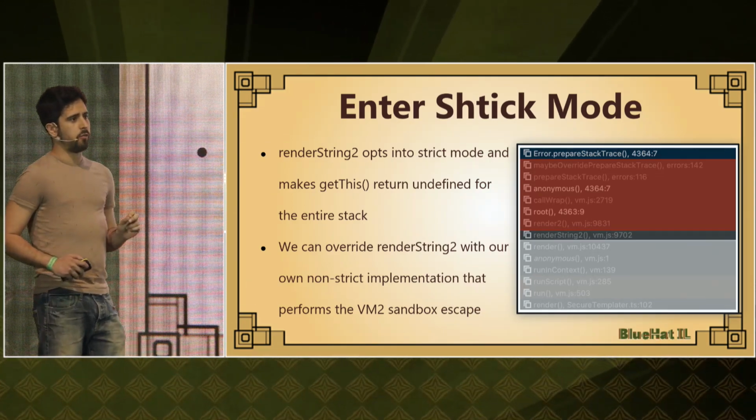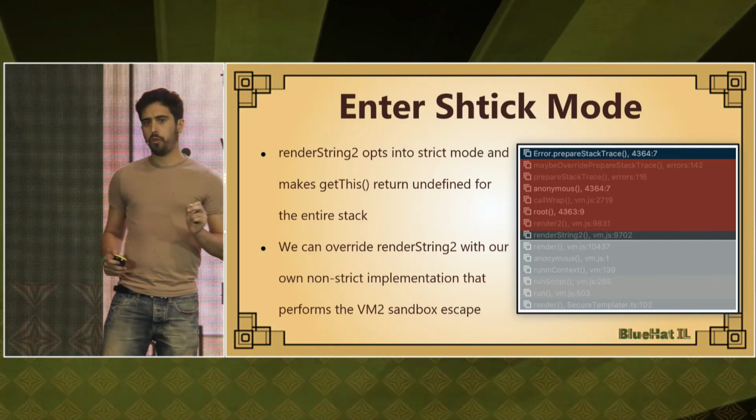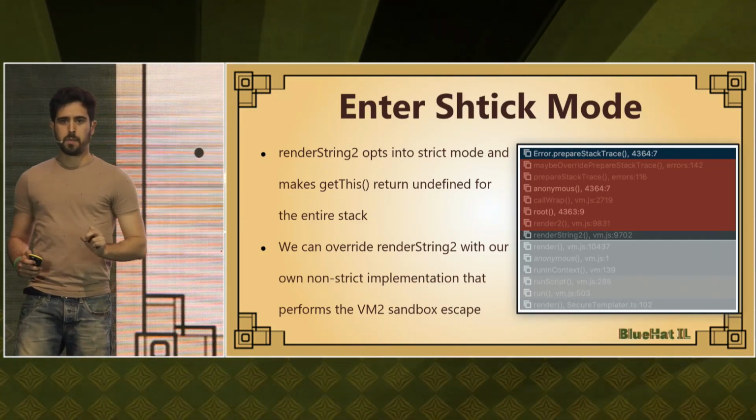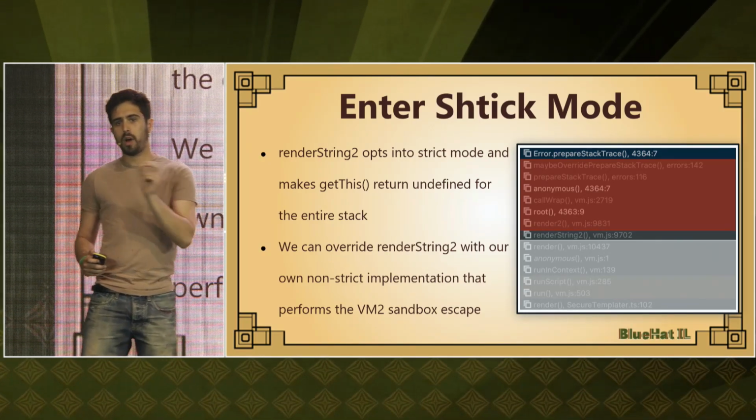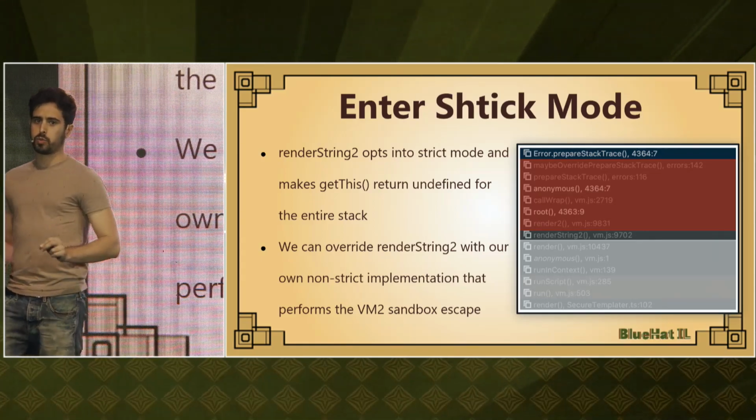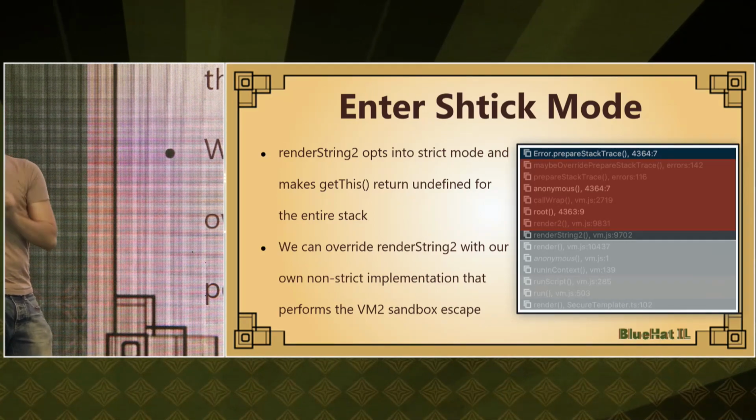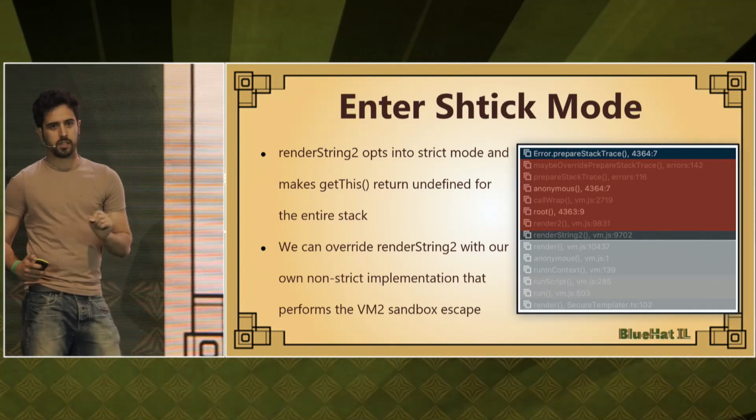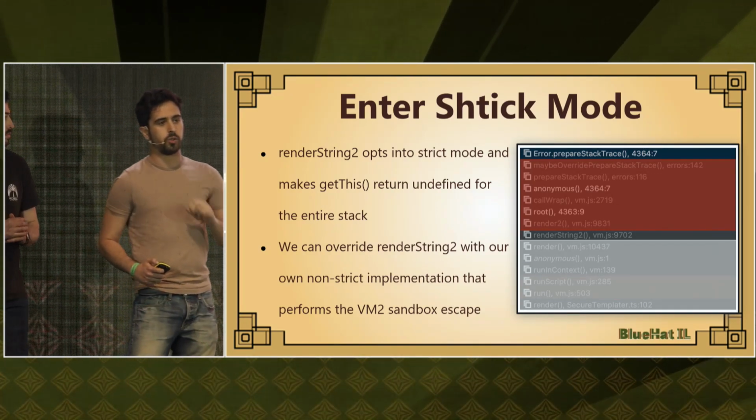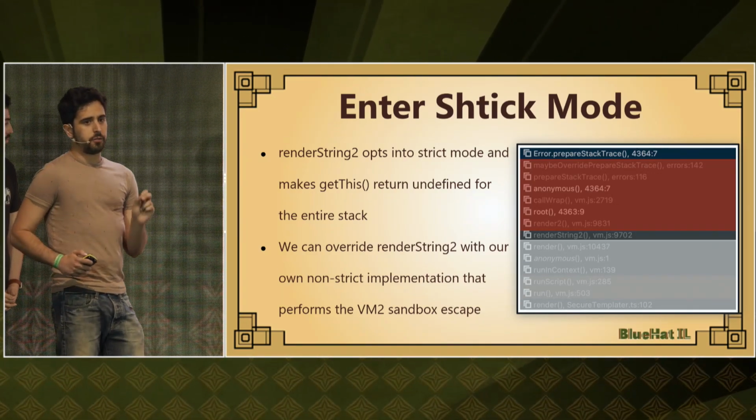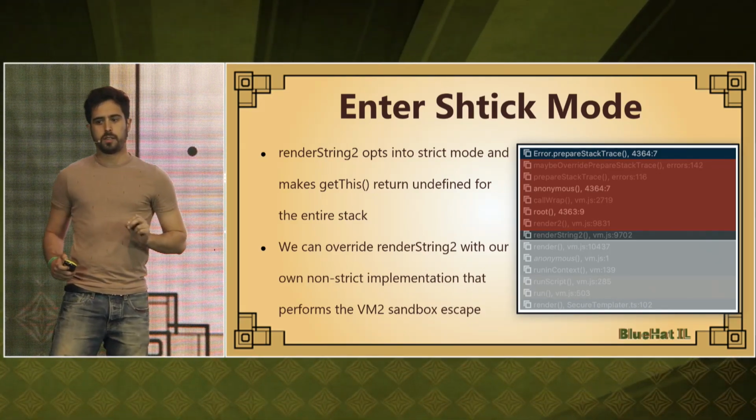What we thought of was, what if we declare a new function inside our payload that performs the VM2 sandbox escape? We would then override the renderString implementation with our own function that performs the VM2 sandbox escape. Only this would happen before the renderString implementation opts into strict mode, allowing us to gain code execution from a non-strict context. The only thing left to do now would be to call this function from a non-strict context.